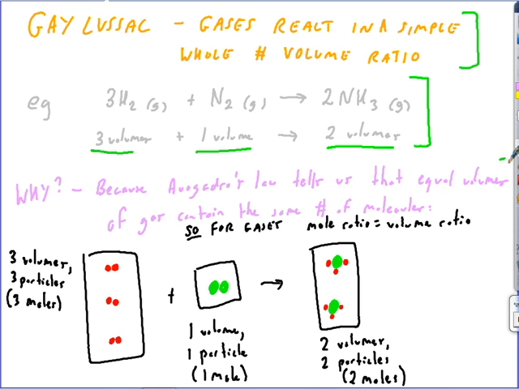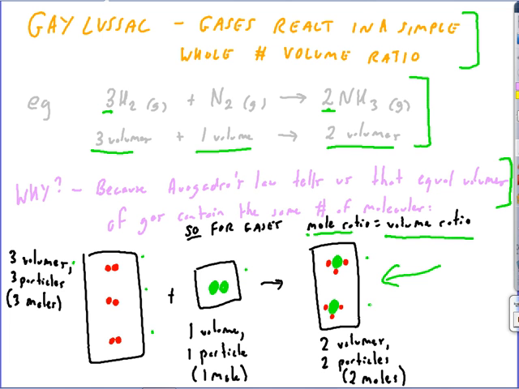It comes in because of Avogadro's law. He showed us that equal volumes of gas contain the same number of molecules. So for gases, that means the mole ratio in front of the components of our equation, these prefixes here, 3, 1 and 2, is also the volume ratio. And that's shown in the diagram down here. We can see over here you've got 3 particles of hydrogen, which is equivalent to 3 volumes based on Avogadro's law, or 3 moles, reacts with 1 particle of nitrogen, or 1 volume, or 1 mole, to produce 2 volumes of ammonia, otherwise known as 2 particles or 2 moles.